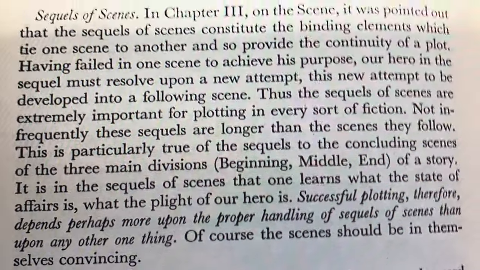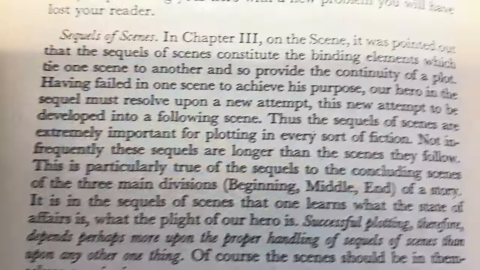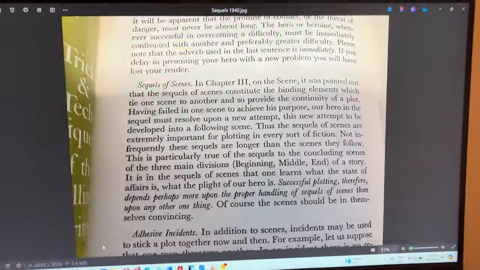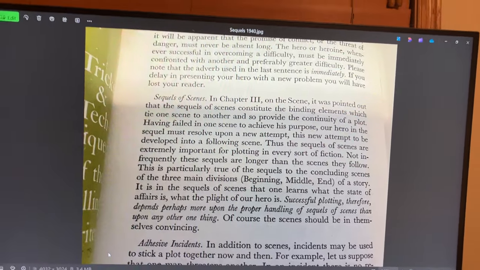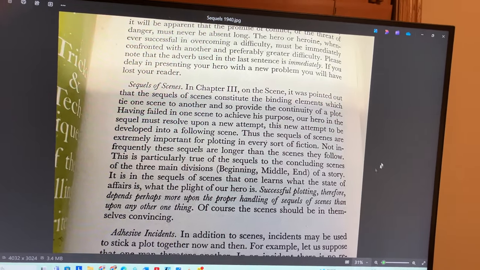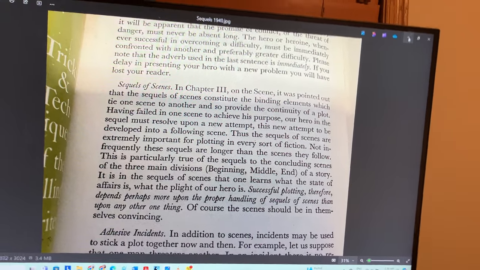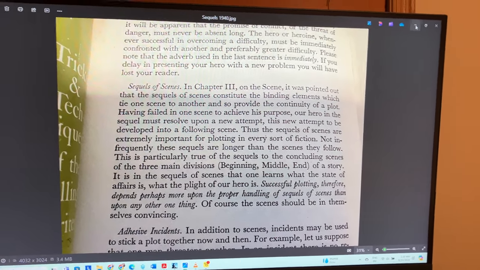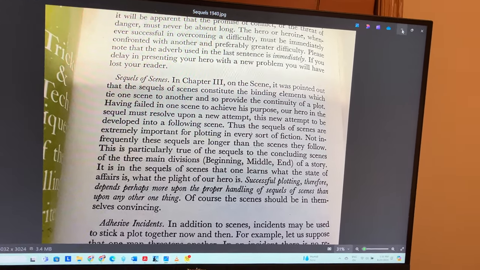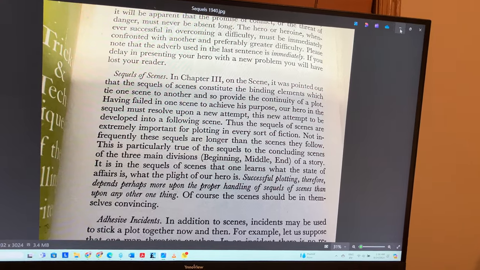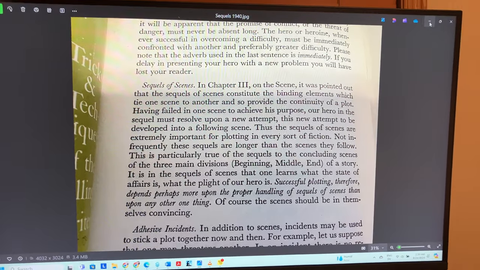Well, Walter S. Campbell was a strong proponent of sequels, and I decided not to show you, but I have a whole bunch of books where they say you can omit sequels, that they're not that important, but reasonable minds may differ.